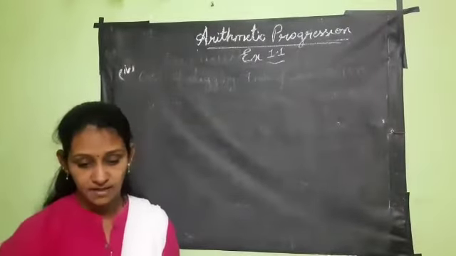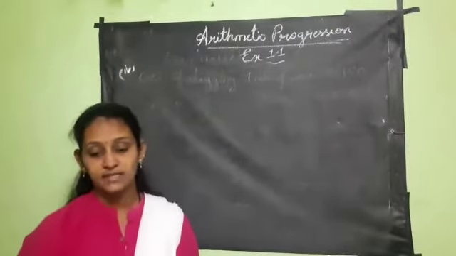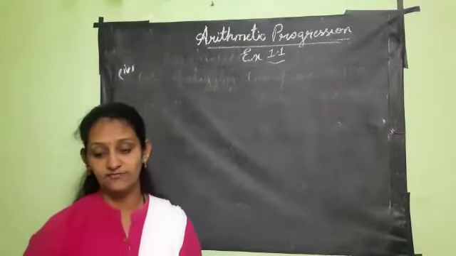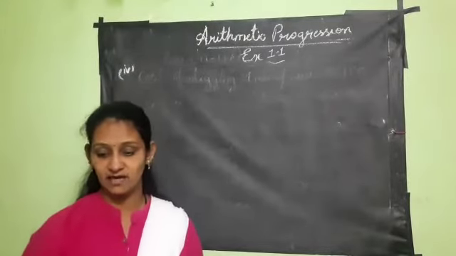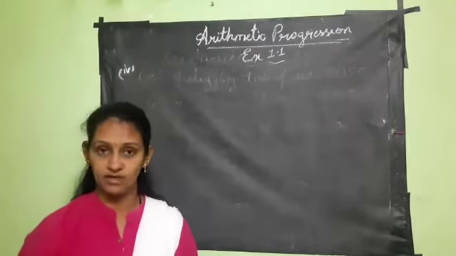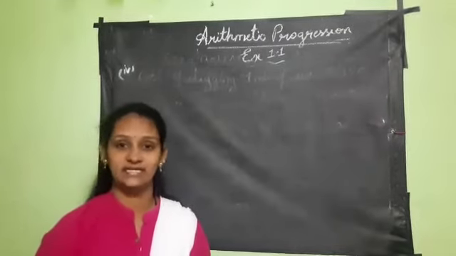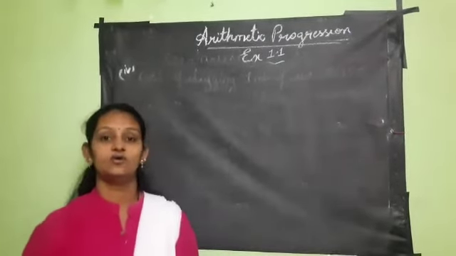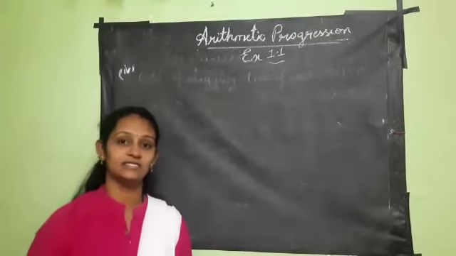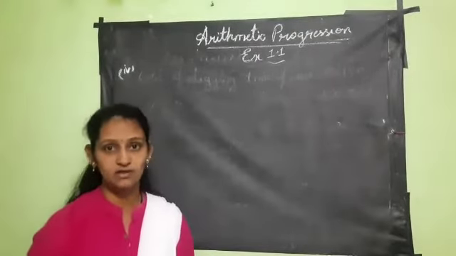Fourth question says that the amount of money in the account every year when rupees 10,000 is deposited at compound interest at 8% per annum. So for 8% per annum, that is according to the compound interest, it goes on increasing.